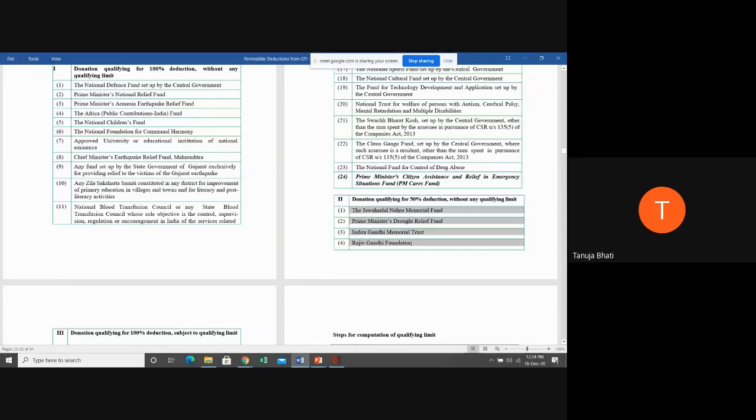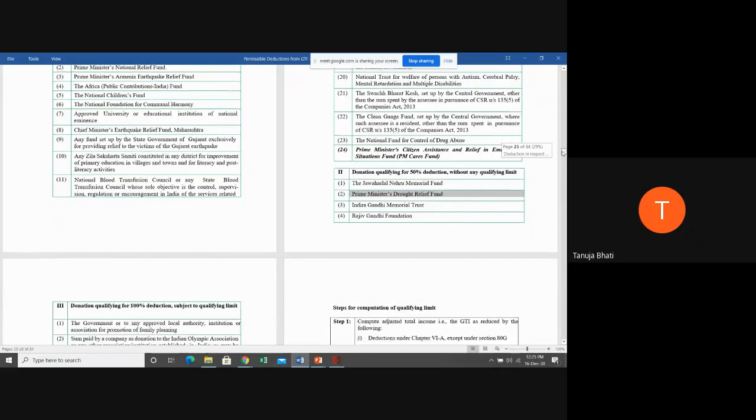So here you have four: the Jawaharlal Nehru Memorial Fund, Prime Minister's Drought Relief Fund, Indira Gandhi Memorial Trust, and Rajiv Gandhi Foundation. If in any of these four he is donating, he will get only 50% of the donation that he is making. Suppose the assessee is donating 1 lakh rupees to the Prime Minister's Drought Relief Fund, he will get 50,000 as deduction without any limit.